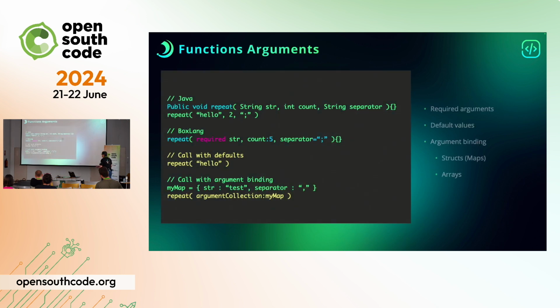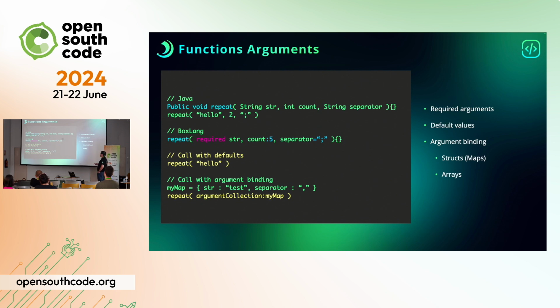Now, what about arguments? Well, here's another Java example. You have public void repeat. You have a string, you have an int, and a separator. And you have to call them all with all that data. If I wanted just another method with just string and count, I would have to overload it, right? And if I wanted just another one with just one, I would do another overload, okay?